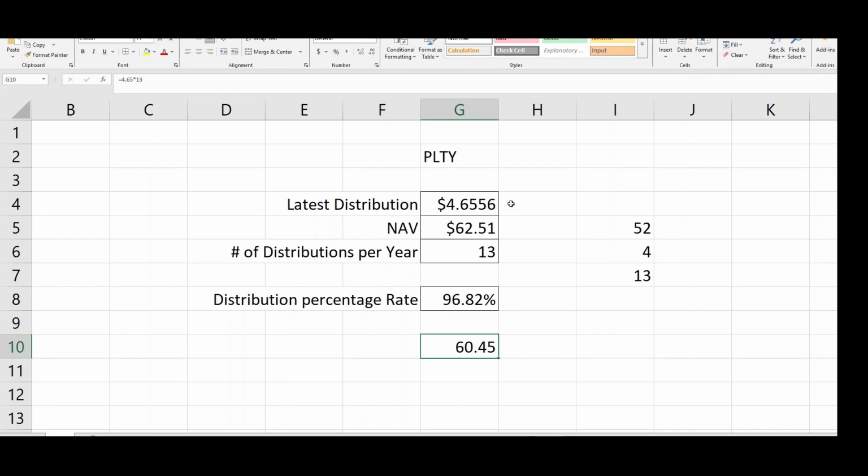So I just wanted to show how that's actually calculated. And that will give you the calculation of that distribution percentage rate that's shown on the website. And I hope that helped to make sense of what that actually is.